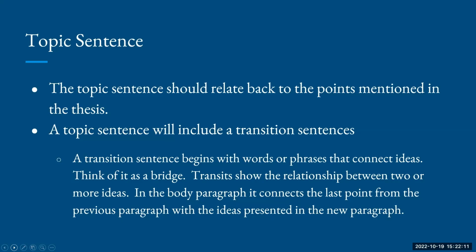So in your thesis, you're talking about point A, B, and C. And so when you write your body paragraphs, your topic sentence is going to remind the reader that you were talking about point A. And then after you finish that, your transition topic sentence will remind the reader that now we're going to talk about point B and that we're done with point A.